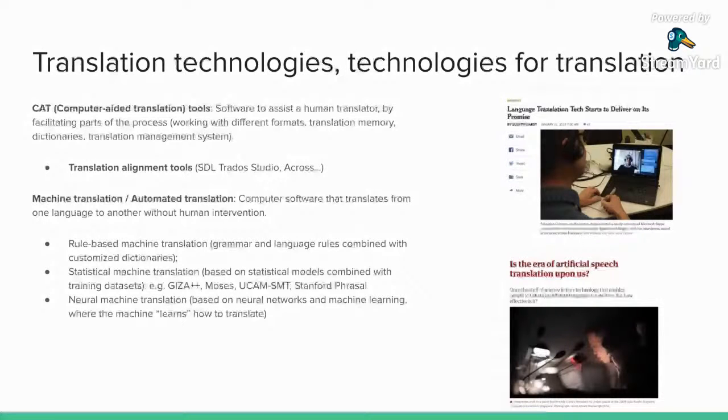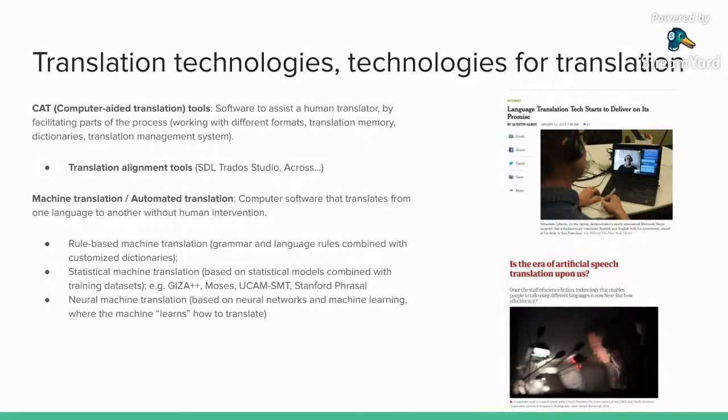And then the new kid on the block is the neural machine translation, which is essentially a way of using neural networks and machine learning to teach the machine, to make the machine learn how to translate, to generate automatic translations, ideally from an input that is constituted by a sentence in one language. And then the machine is supposed to return that sentence translated in a different language as the output. And this is, for example, the case of very, very famous translation technologies like Google Translate.